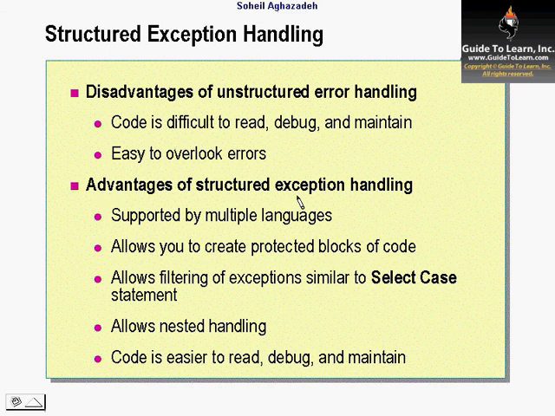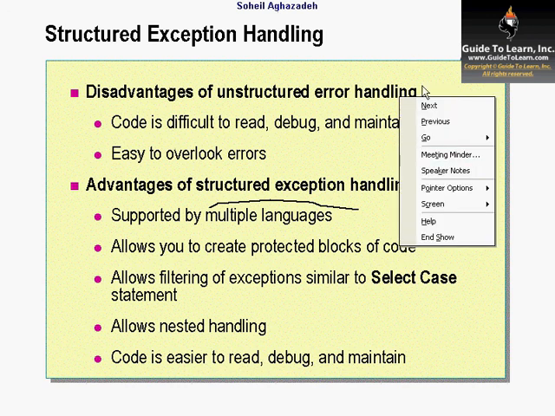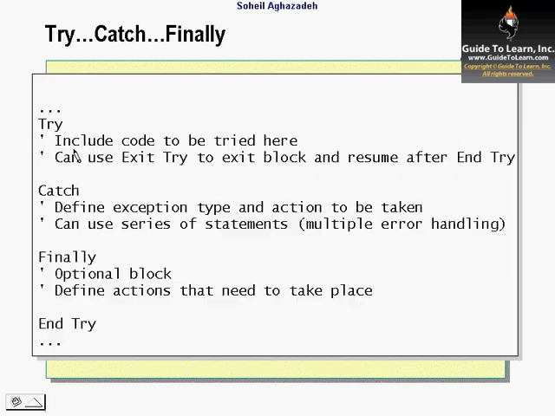The advantages of structured exception handling are, first of all, that it's supported by all languages in .NET, it allows you to create protected blocks of code, and it allows filtering of exceptions similar to the select case statement. And of course, you could manipulate and maintain the code a lot better. You could also have nested handling, meaning within an exception you could nest another handler and control the execution a lot better. The code was easier to read, debug, and maintain. So now let's take a look at some of this in a demonstration.